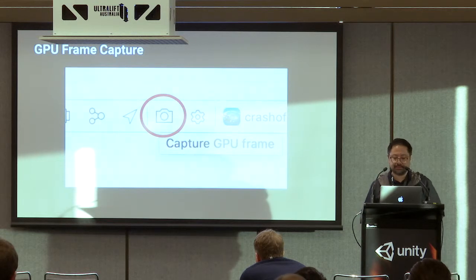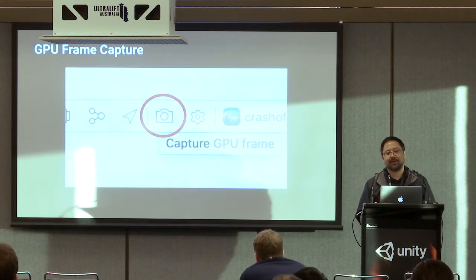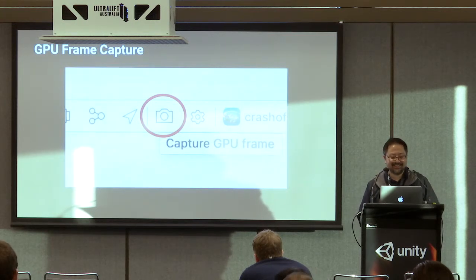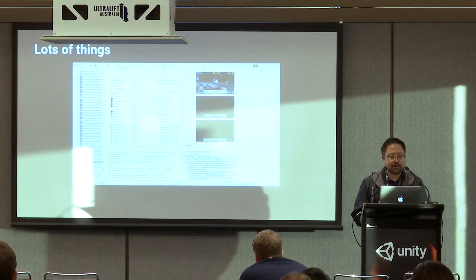First, start your project in Xcode and have it running on your device. Then find a place where it's kind of heavy. Then click the camera button, capture GPU frame. Fifty or maybe seventy percent of the time it's going to work. Other times it might crash your device, but just go with it. Usually the reason is your app might be using too much memory. Then it'll pop up this window.